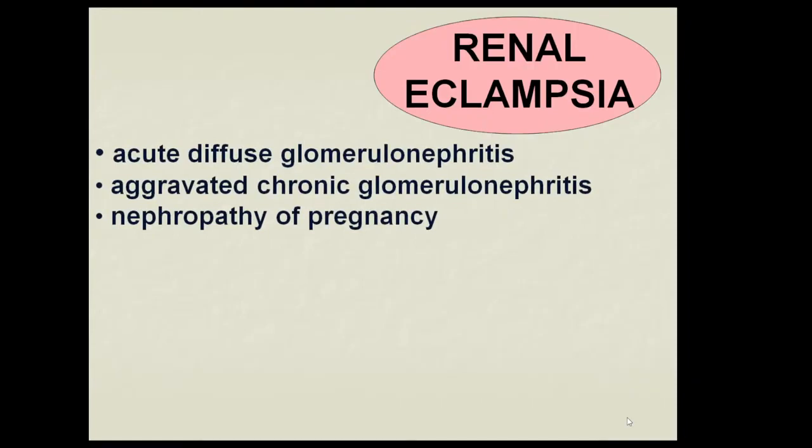Renal eclampsia is a specific syndrome which appears due to increased intracranial pressure. It is characteristic for acute diffuse glomerulonephritis, for aggravated chronic glomerulonephritis, and as a manifestation of late pregnancy nephropathy, especially for a woman with pathology of the kidney in anamnesis.